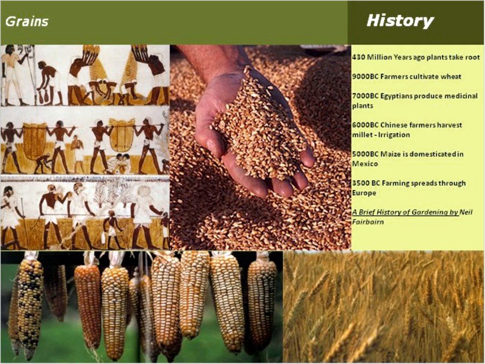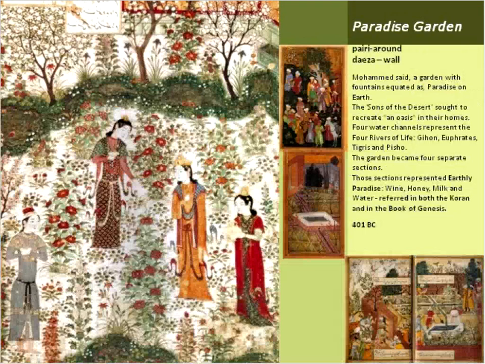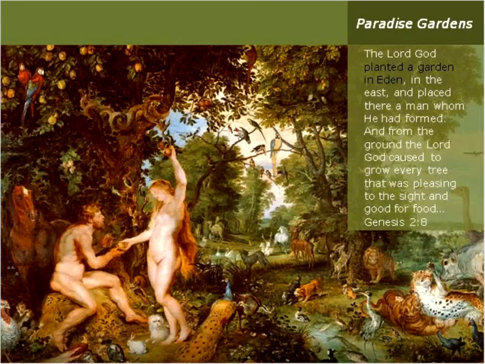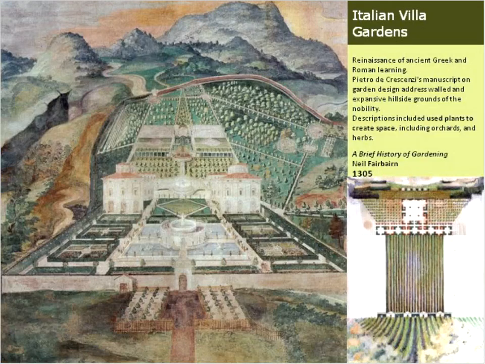So just a little bit about history, beginning with 430 million years ago when we domesticated plants that provide us grains and foods, or the question is, did they domesticate us? Moving quickly through history to the paradise garden, where we begin to see a walled garden, and if you look to the smaller images to the right, you can see the four sections that represent wine, honey, milk, and water that we see in the paradise gardens. And here, in our spiritual and religious history, we see the planted Garden of Eden. All these things are part of who we are, part of our heritage, part of our history.